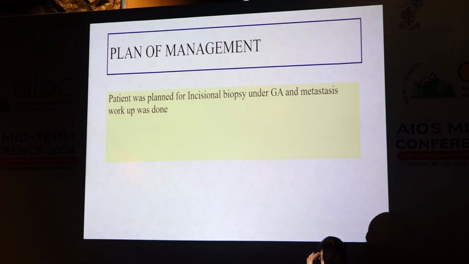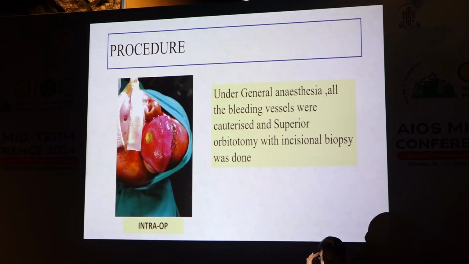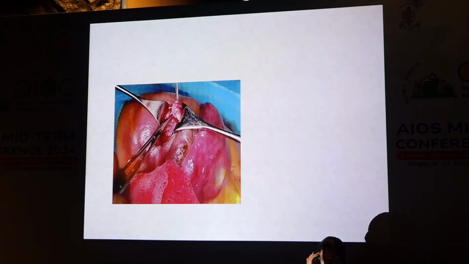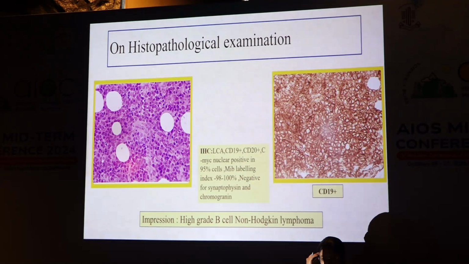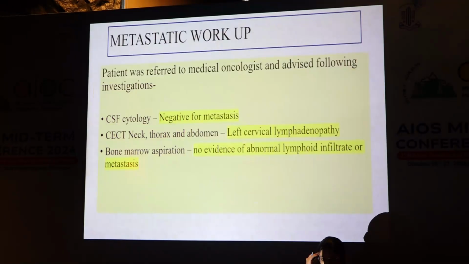So the patient was planned for incisional biopsy under general anesthesia, and metastasis workup was done. Under general anesthesia, all the bleeding vessels were cauterized and superior orbitotomy with incisional biopsy was done. Grossly, the sample appeared tan, whitish, shiny, and was soft on touch, and it was sent for histopathological examination. On histopathological examination, impression of high-grade B-cell non-Hodgkin lymphoma was made.